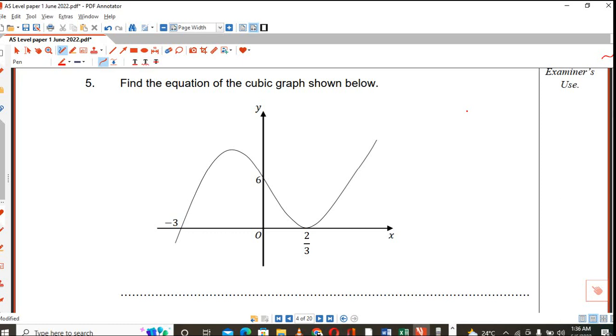Right, so we are now doing question 5 of the same question paper. Do question 5 and 6. It says find the equation of the cubic graph shown below. All right, so you have the x-intercepts, so you know where the graph passes through the x-axis. So you definitely need to be familiar with what formula, so to speak, to use to do a cubic function.